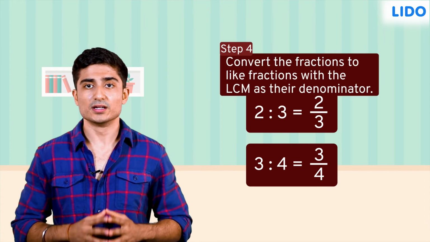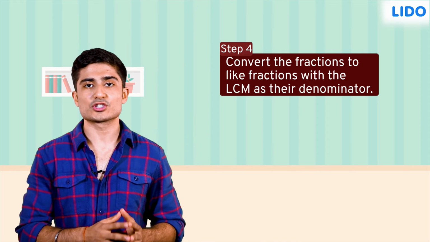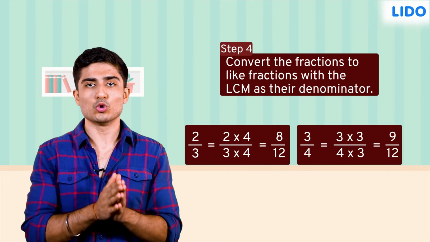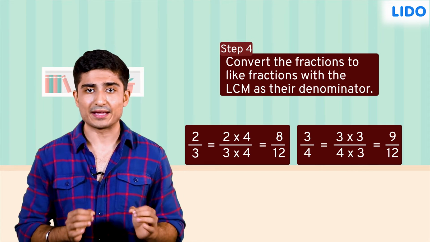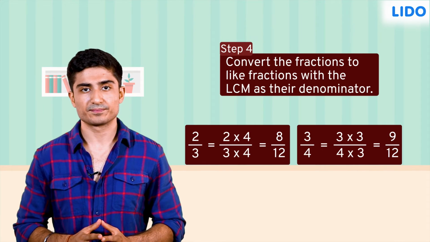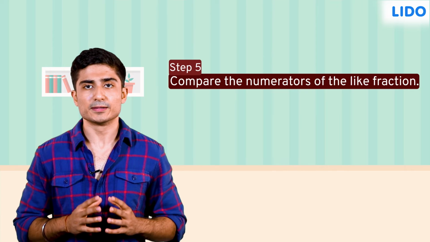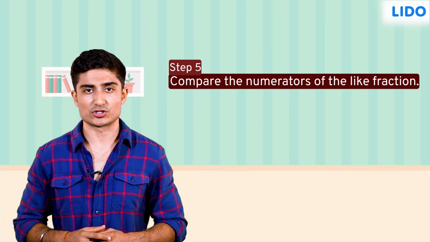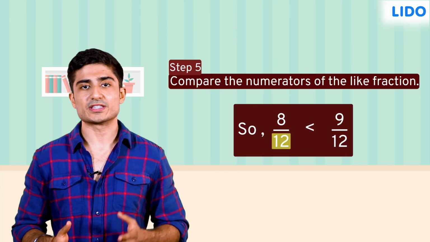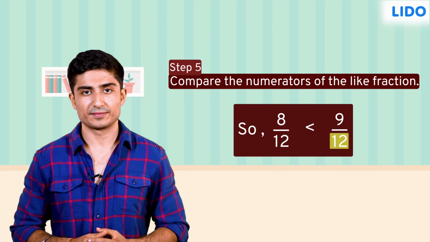Step 4. Convert the fractions to like fractions with the LCM as their denominator. On converting 2/3 and 3/4 to like fractions, we get 8/12 and 9/12. Step 5. Compare the numerators of the like fractions. Since 8 is less than 9, we can say that 8/12 is smaller than 9/12.